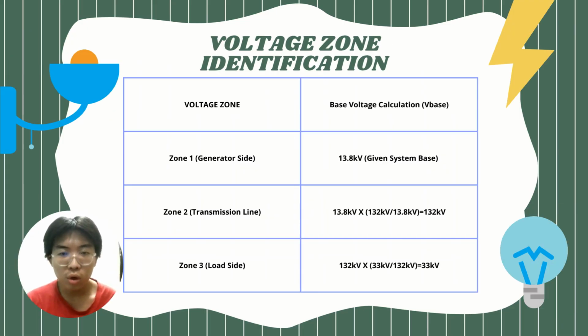For Zone 1, the generator side, the base voltage for bus 1 required is 13.8 kV, given the system base. For Zone 2, the transmission line, the buses between bus 2 and bus 3 will use 13.8 kV multiplied by 132 kV divided by 13.8 kV, which equals 132 kV. For Zone 3, the load side, which is the last bus, bus 4, will use 33 kV, and the calculation is 132 kV multiplied by 33 kV divided by 132 kV.